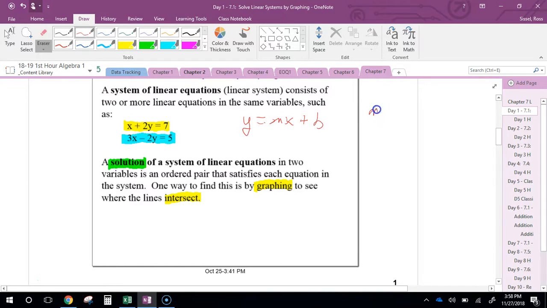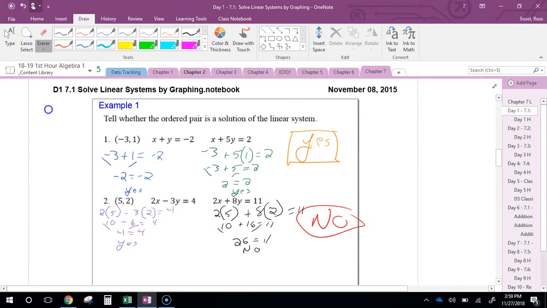And remember, that way we can say what m is our slope and b is our y-intercept. Alright, so on example 1, I've already done these, and I'm just going to show you. It said, tell whether the ordered pair is a solution of the linear system. So I had negative 3 and 1. Actually, I should have done it this way. I'm going to say negative 3, and I'm going to say 1. And of course, those are my x and y. And so I'm going to input them in.